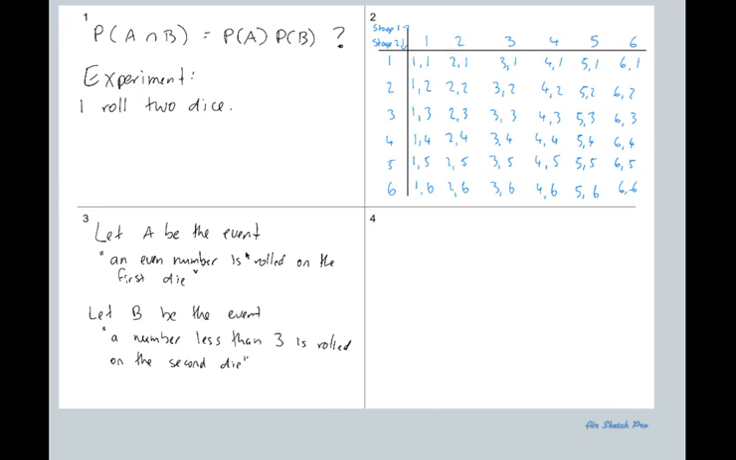Now, I just want to focus on what the probability of A intersect B would be. We know that the probability of A intersect B is when both of those things are occurring. So if I circle in green what event A is, it would be an even number rolled on the first die. So that would be this one, and this one, and all of these as well.